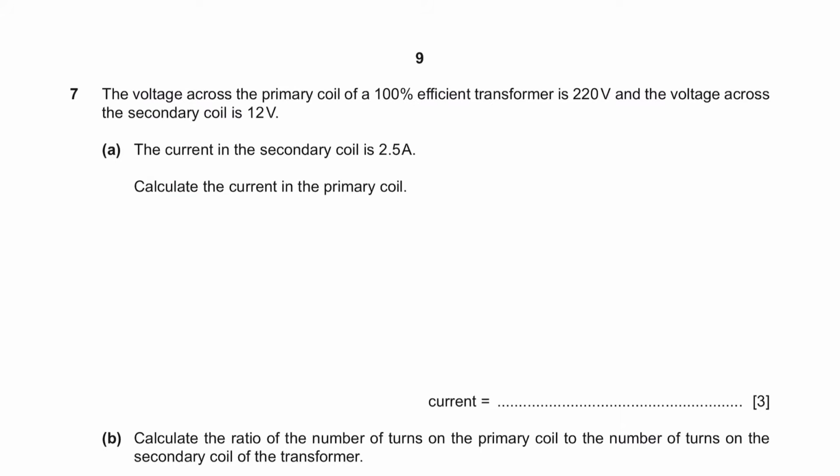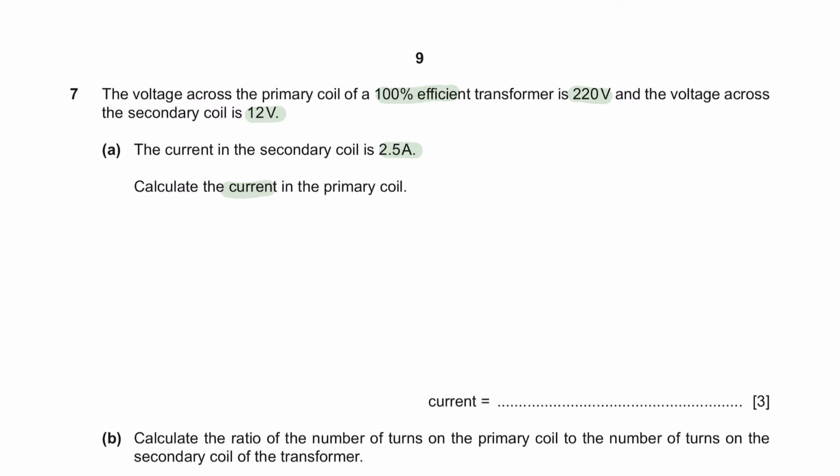Question 7. The voltage across the primary coil of a 100% efficient transformer is 220 voltage and the voltage across the secondary coil is 12 voltage. Question A. The current in the secondary coil is 2.5 amperes. Calculate the current in the primary coil.